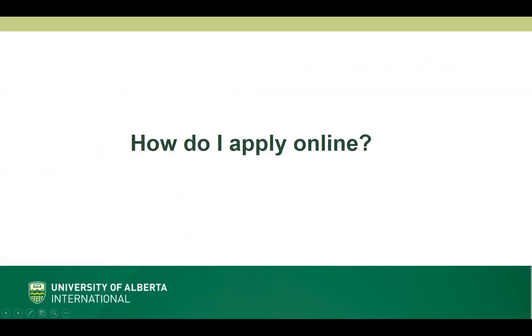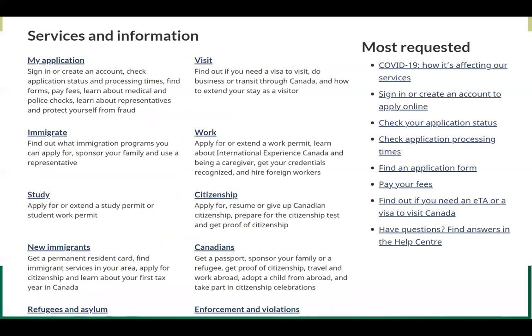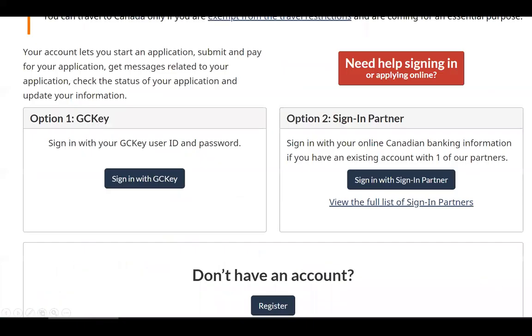Okay, thank you, Caroline. Let's start from the first step, to create your IRCC account from the IRCC website. So when you go to the IRCC official website and scroll down a little bit in the middle, you will see such a page. And on the right, you will see sign in or create an account to apply online. So you click here and then you will see the next page is like this. So today we just focus on option one, to use GC key to sign in to your account. So you click sign in with GC key.